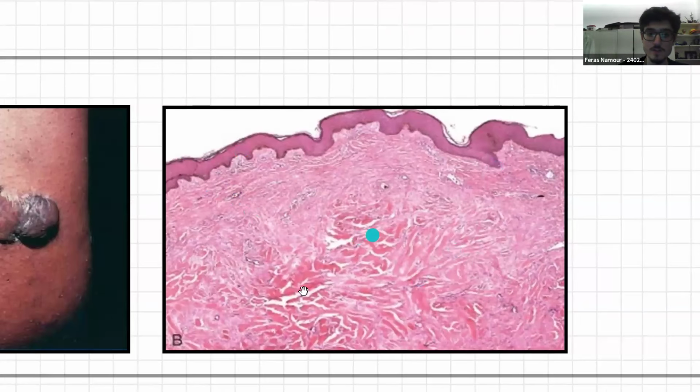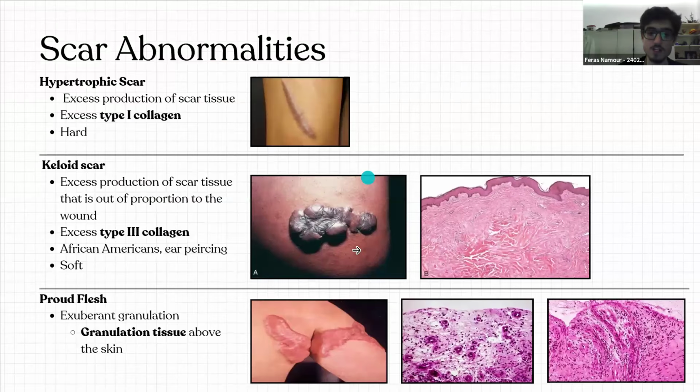You can see, first of all, the very weird kind of granulation distribution, and also the epithelium is ragged and weird. So if this image came in your OSPE, it did multiple times in the past, immediately know it's a keloid scar. If the question presents you with an African American or even some kind of ear piercing and it's soft to touch, keloid scar. If it's hard to touch, hypertrophic scar.